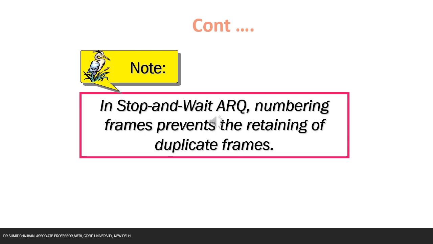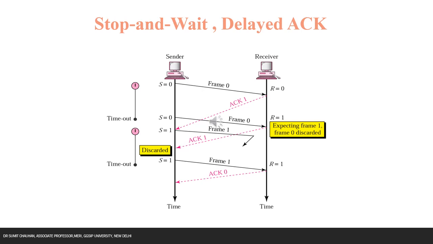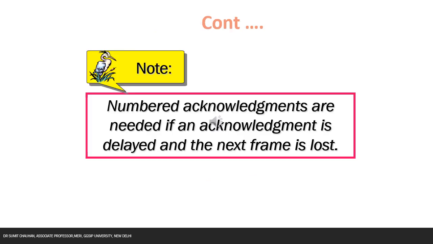In stop and wait ARQ, numbering frames prevents the retaining of duplicate frames. This is stop and wait with delayed acknowledgement. Numbered acknowledgements are needed if an acknowledgement is delayed and the next frame is lost.